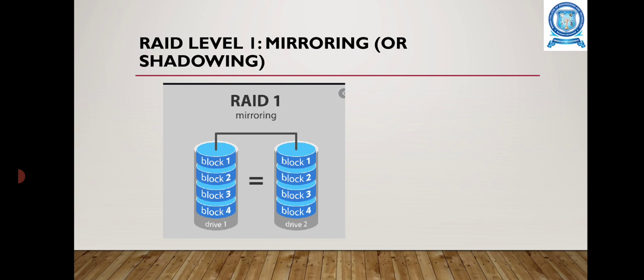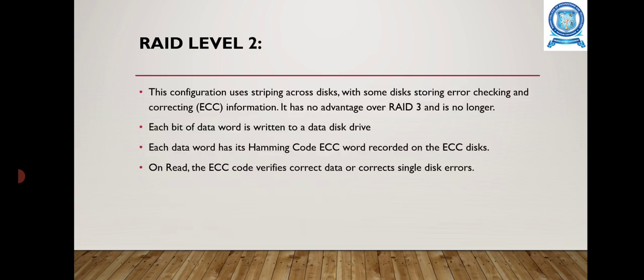Drive 1 and drive 2 have the same blocks, because here the mirroring concept is used. So whatever contents are available in drive 1 are also available in drive 2. This is the RAID mirroring concept. Next one is RAID level 2.